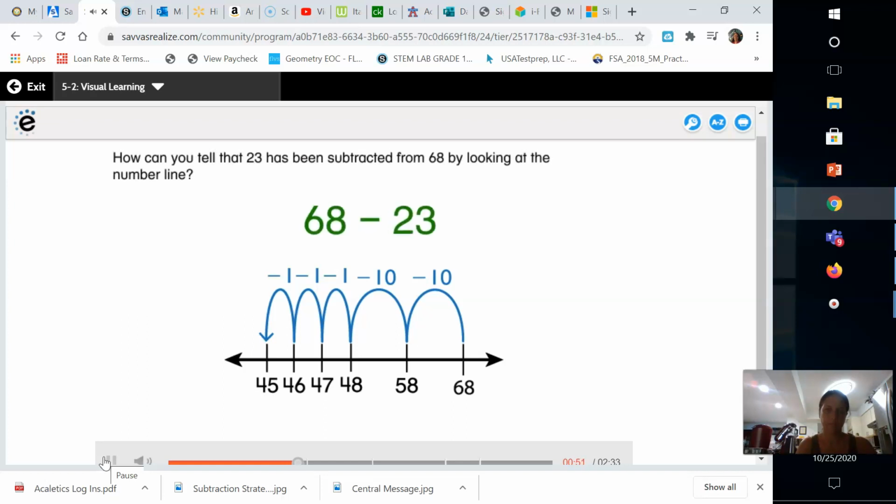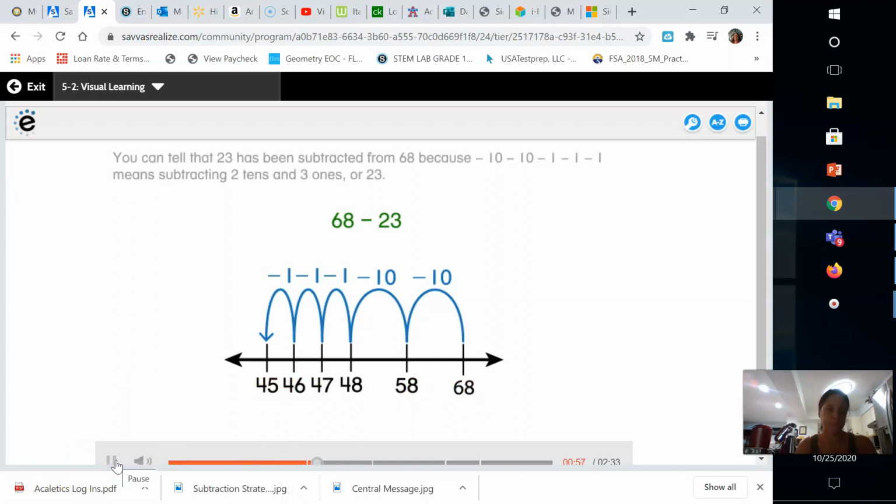How can you tell that 23 has been subtracted from 68 by looking at the number line? Well, we went backwards, didn't we? We went to smaller numbers. 45 is smaller than 68. So that's how we know we're subtracting. You can tell that 23 has been subtracted from 68 because minus 10, minus 10, minus 1, minus 1, minus 1 means subtracting 2 tens and 3 ones, or 23.